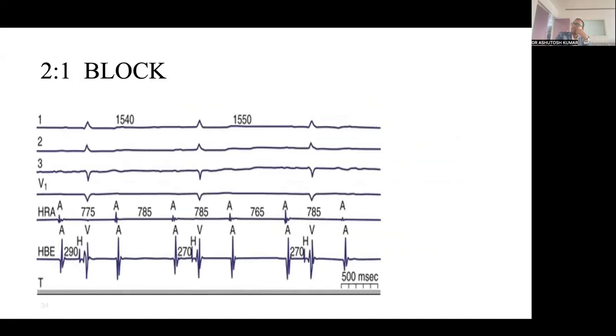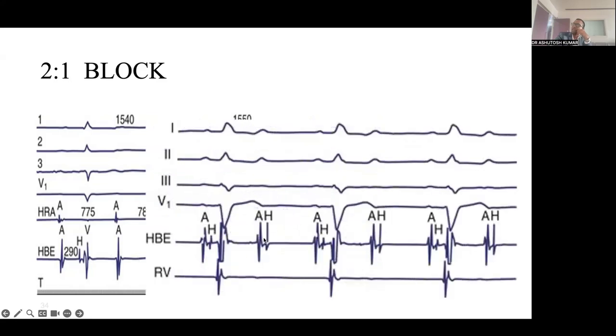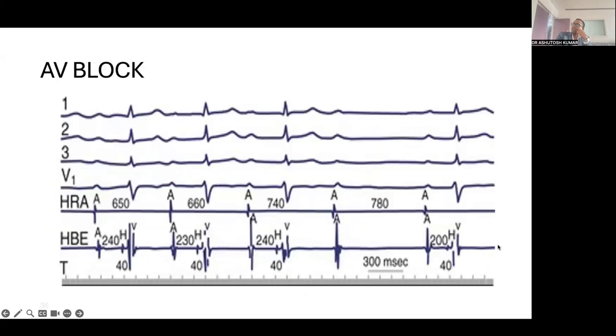So you can see here, there are three patterns. AHV, AHV, AHV. Now second, AHV, AH, infra, supra, infrahisian, infrahisian. Again infrahisian, normal, infrahisian. Now, AHV, AHV, AHV, A, no V. What is it? Suprahisian block.